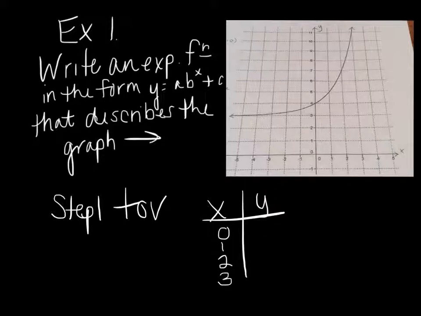We've already said when x is 0, y is 4. When x was 1, y was 5. When x was 2, 7. And when x was 3, 11. So fill in your chart along with me.